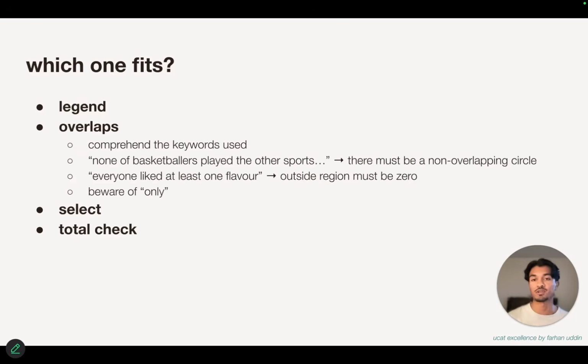For the overlaps, you want to comprehend the keywords being used here and actually just understand what they mean and visualize them. For example, none of the basketballers played the other sports means there must be a circle that is not overlapping with any other circle because they can't be. These basketballers can't have played whatever other sport this is and whatever other sport this is. Something like everyone liked at least one flavor means that there's no one that didn't like a flavor, which means there's a 0 on the outside because everyone probably liked one of these flavors. And then this is where you got to be aware of the word only. We've gone through that, so I won't harp on about it, but be aware of the word only.